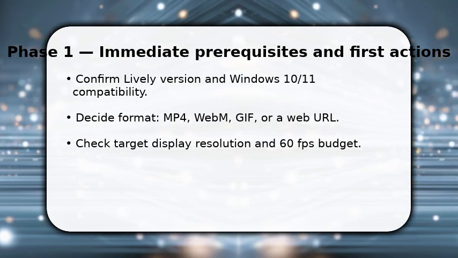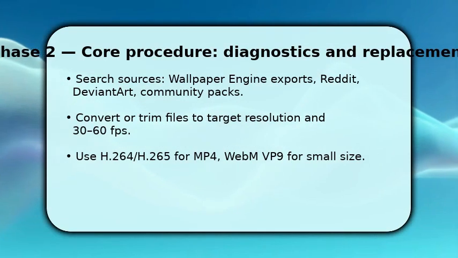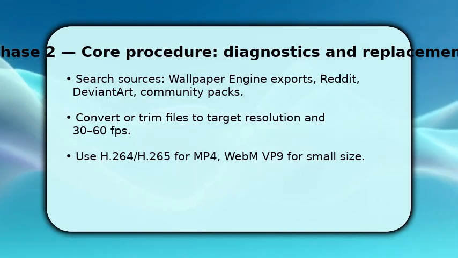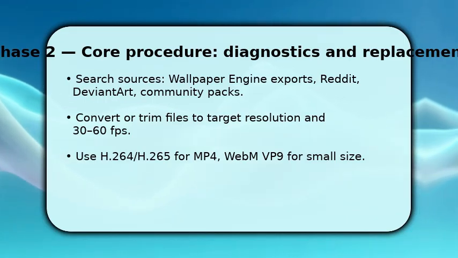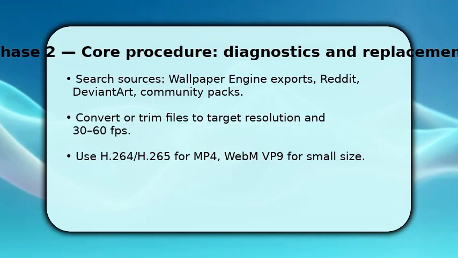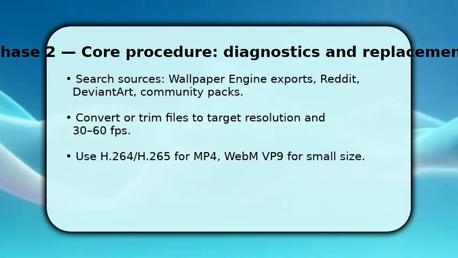You now dive into sources. Look in Wallpaper Engine exports, community packs, Reddit threads, and DeviantArt galleries for desktop-ready loops. Once you get a candidate, convert or trim it so the duration, resolution, and frame rate match your display. This reduces CPU and GPU load.